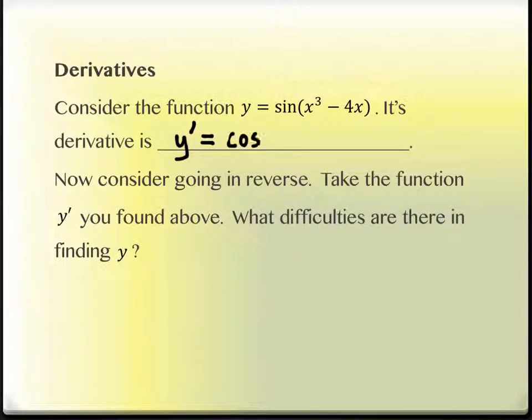Sine became cosine, right? What was in the parentheses? Right, x cubed minus 4x. So that's the derivative of the outside, and then you had the derivative of the inside, which was 3x squared minus 4. Good job. Okay, so this is the derivative.